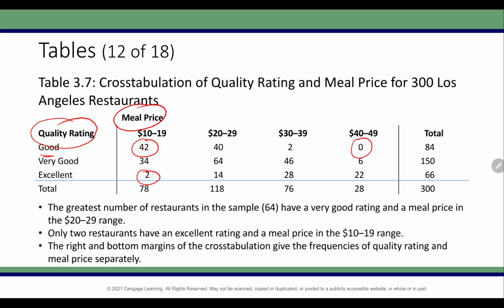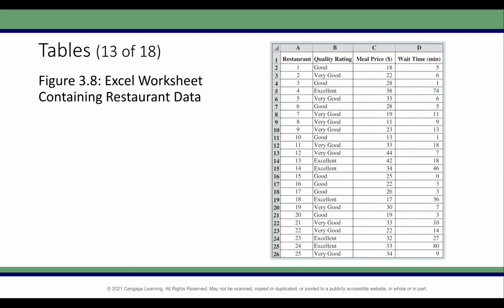I see a 0 here. This means that for the price range of $40 to $49, none of the restaurants are in the good category. For that range, 6 of them are rated very good and 22 of them are rated excellent. And this is the larger version of that data set. Thank you. Next we will continue with how to create a pivot table.